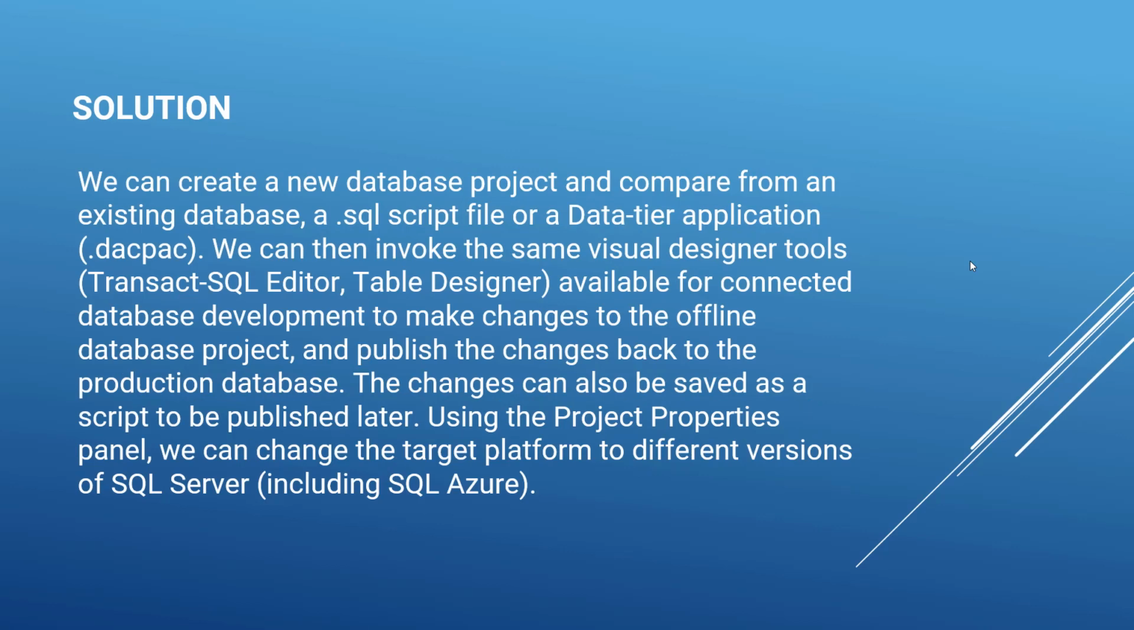So we can create a new database project and compare from an existing database, a script file or a data tier application. We can then invoke the same Visual Designer tools available for connected database development to make the changes to the offline database project and publish the changes back to the production database. The changes can also be saved as a script to be published later. Using the project properties panel, we can change the target platform to different variants of SQL Server, including SQL Azure.